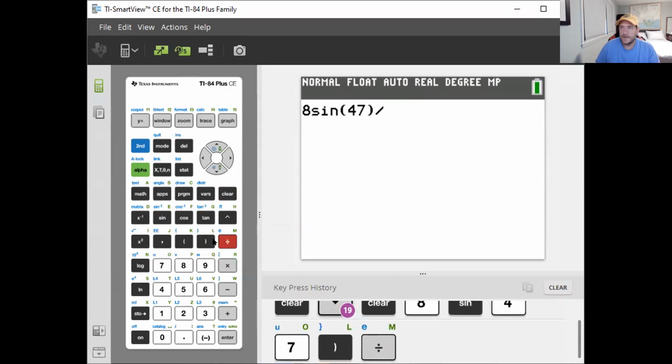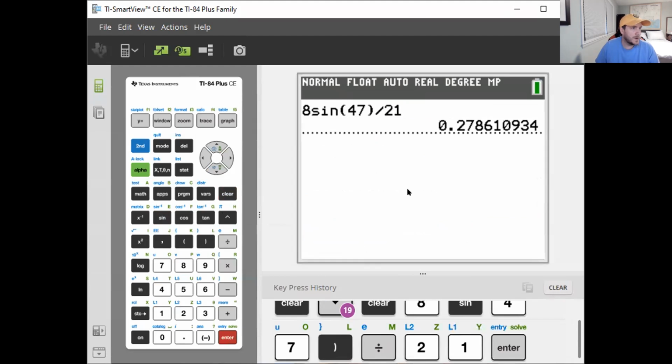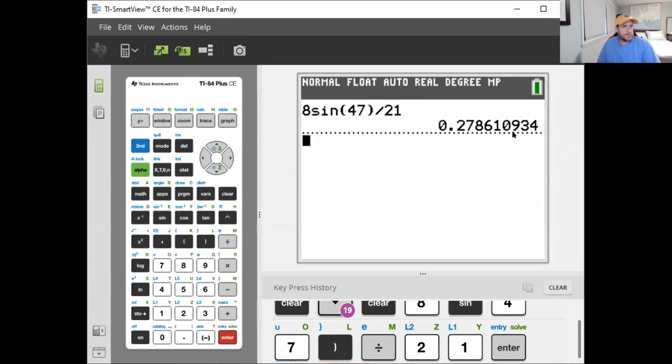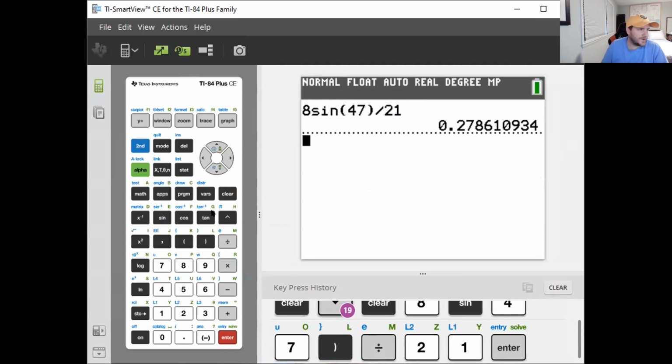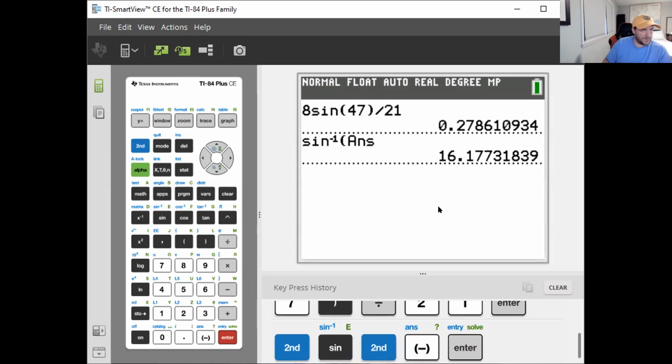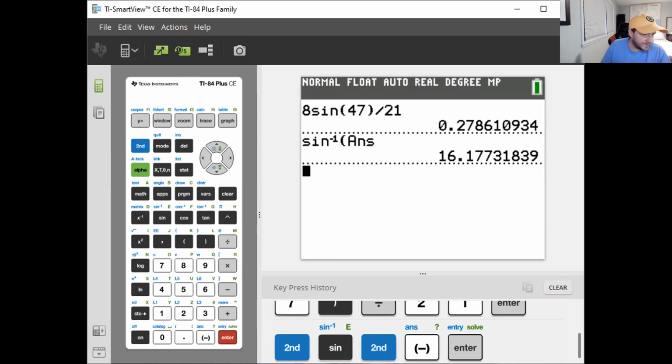8 sine 47 divided by 21. All right, I'm hitting enter. That gives me this decimal. And we know now that to solve for A, we want the inverse sine of that. So inverse sine of second answer, we want the whole thing. I'm getting 16.177, which feels right to me. We were expecting a small angle. It's pretty small.